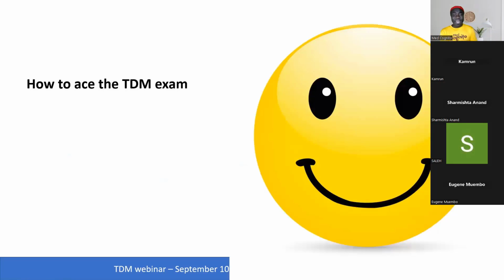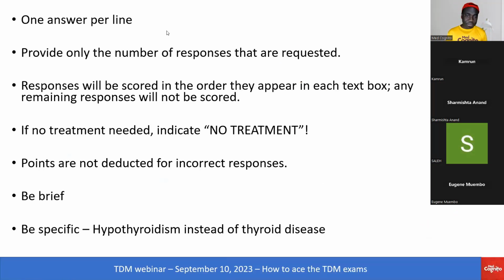So how am I then, with all this information, going to ace this exam? How am I going to ace the exam? Number one, like the QE1, you have to provide one answer per line.